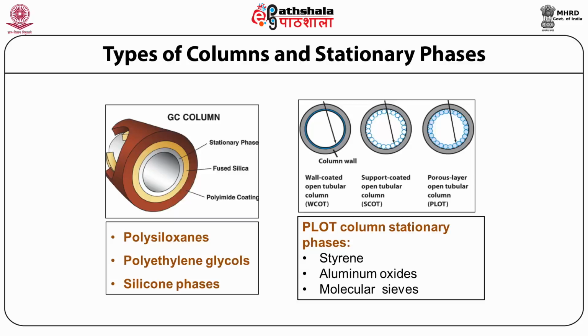Now, the typical stationary phases seen in the W-COT or the fused silica columns, which are much more common nowadays, are polysiloxanes, polyethylene glycols, and then the silicone phases along with groups that we just listed in the previous slide. For the PLOT columns, the typical stationary phases that are seen are styrene, aluminium oxides, and molecular sieves.